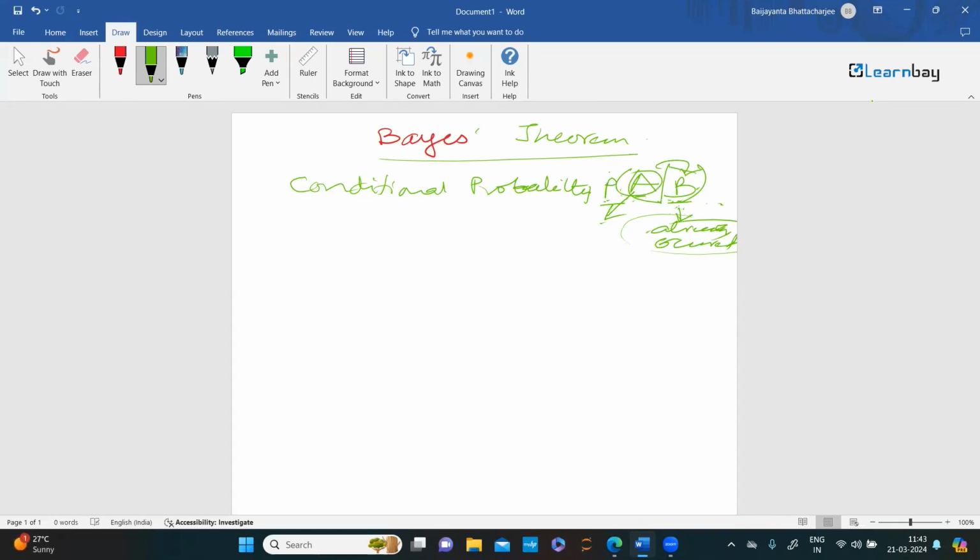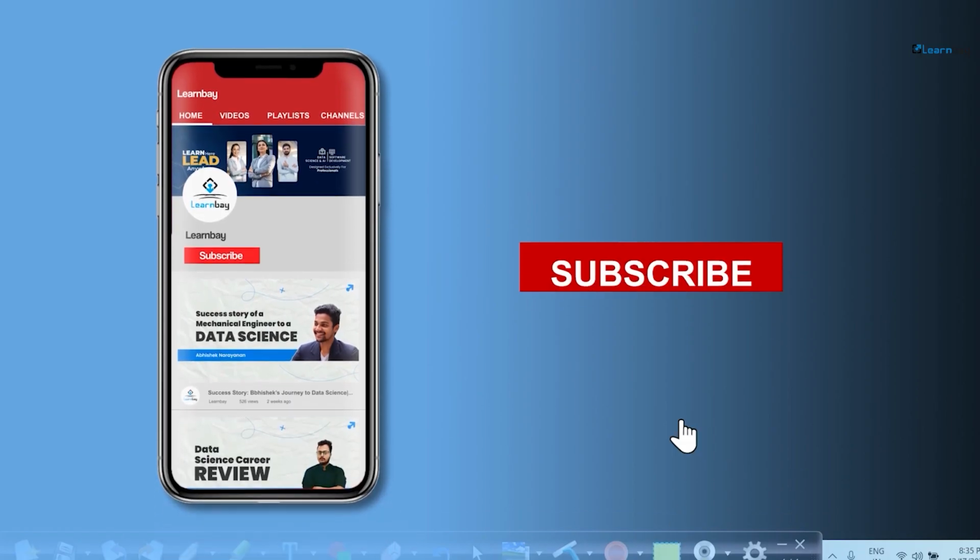Now what Mr. Bayes has done is give a formula which is a revised extension of conditional probability. He extended the concept of conditional probability and formulated the revised or new probability, given by the statement of Bayes' theorem. It is read as: probability of A given B is equal to probability of B given A into P of A divided by P of B.